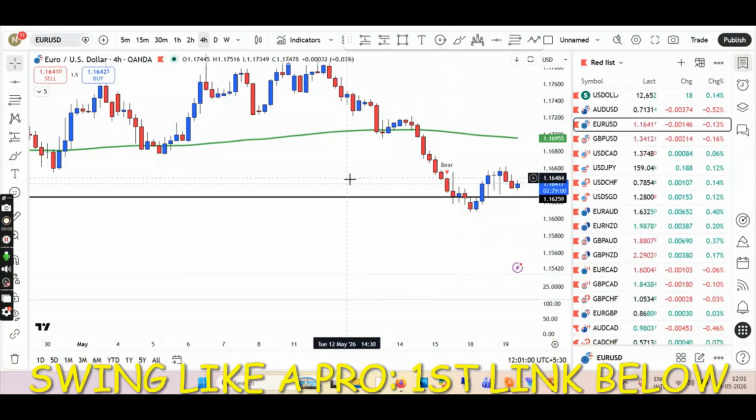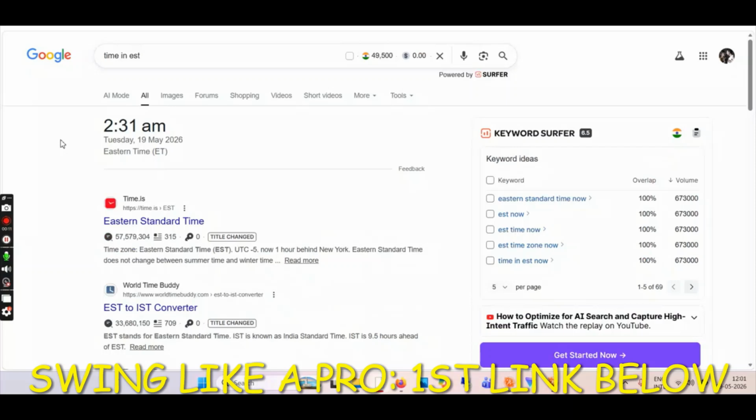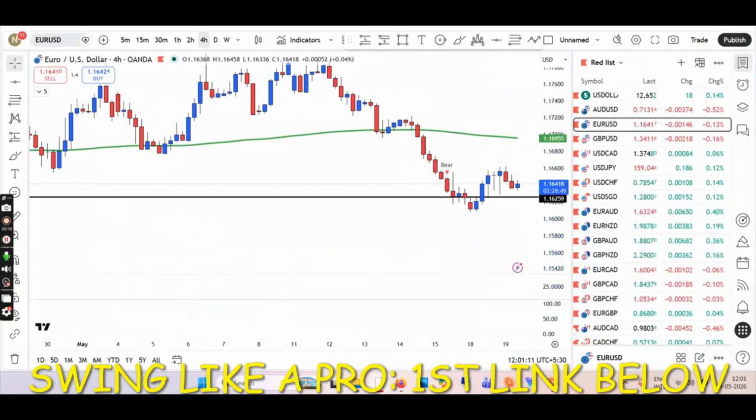So the pair is Euro USD this time. Before we talk about it, let's check the date and the time right here. So refresh, and it is 2:31 a.m. Tuesday 19th of May 2026 in EST. So let's come back to my chart right here.